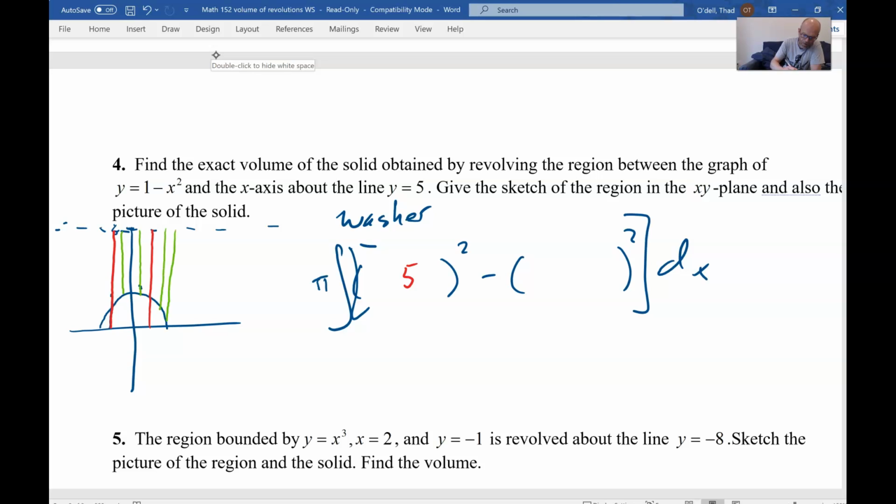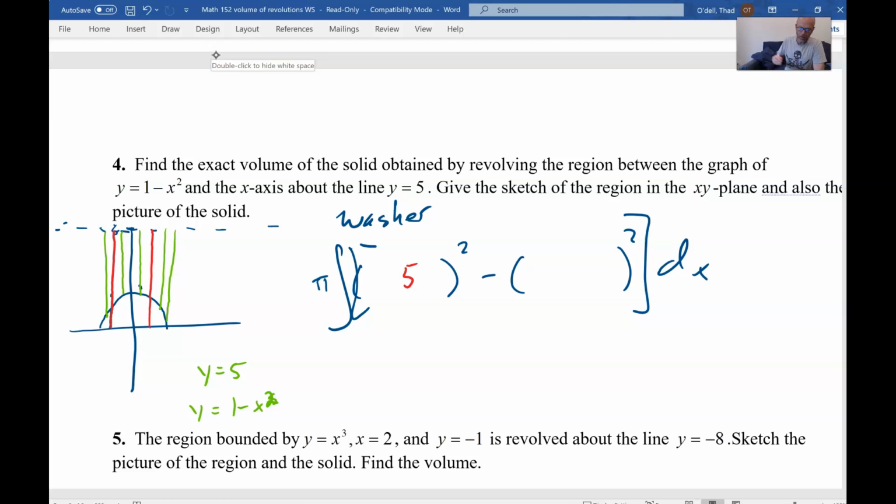It grows pretty long on the outside edge here, and it's shorter in the middle there. But notice it's always between the line of rotation and that line. So that means it's going to be between y equals 5 and y equals 1 minus x squared, right? Okay, we'll come back to that.